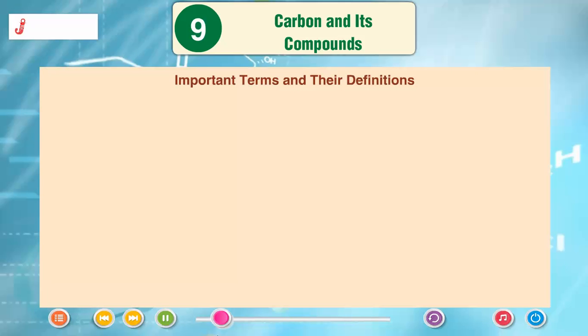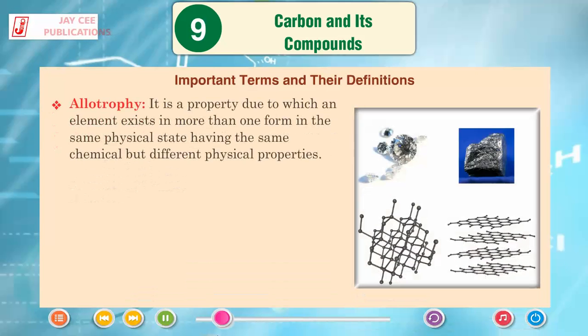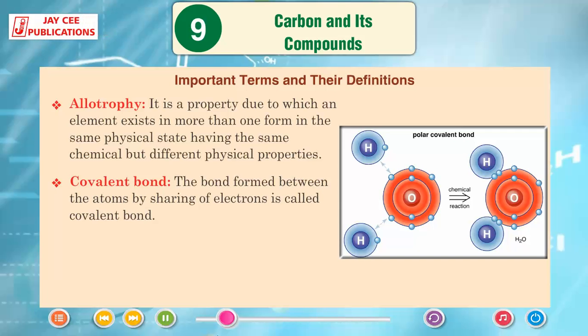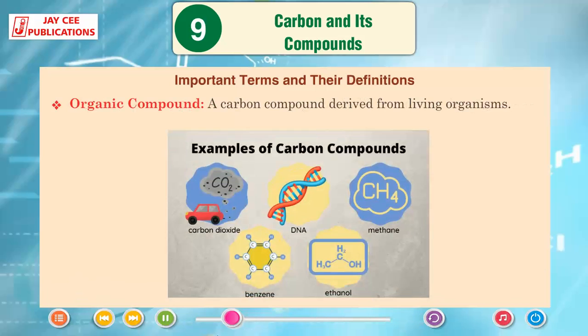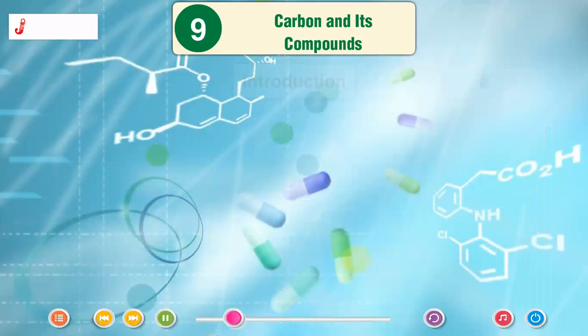Important terms and their definitions. Allotropy. It is a property due to which an element exists in more than one form in the same physical state having the same chemical but different physical properties. Covalent bond. The bond formed between the atoms by sharing of electrons is called covalent bond. Catenation. The linking of identical atoms together to form long chains is called catenation. Organic compound. A carbon compound derived from living organisms.